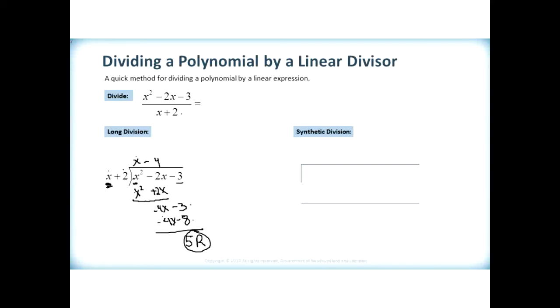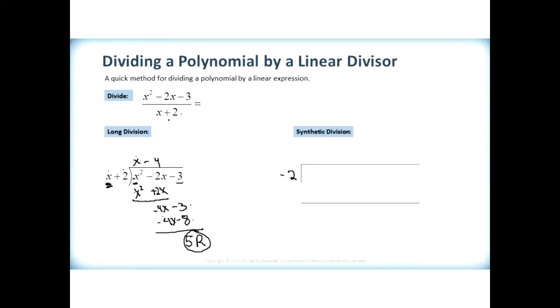Okay, now we're going to look at another method to do the same thing. So what we just found out is that when we divide these two, we get x minus 4 with a remainder of 5. Synthetic division, how does that work? Well, I take the factor x plus 2, and I think, well, if that factor did give us a root for this equation, then the root would be negative 2. So we've got to change that sign.